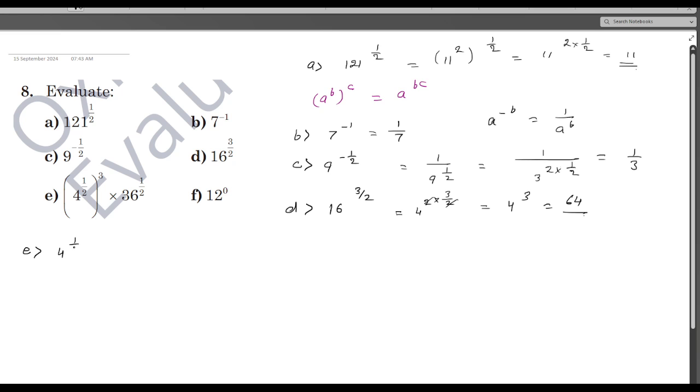E is 4 power half, the whole power 3, into 36 power half. So 4 power half, that is the square root of 4, which is 2. So it is 2 cube times 36 power half, which is 6. So 2 cube is 8. 8 times 6 is 48. And finally F, we have 12 power 0. If there is power 0 for any number, then your result is always 1. So 12 power 0 is 1.